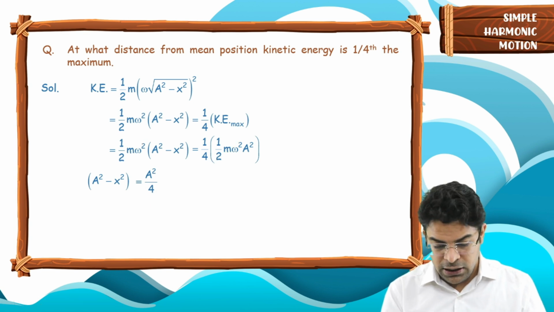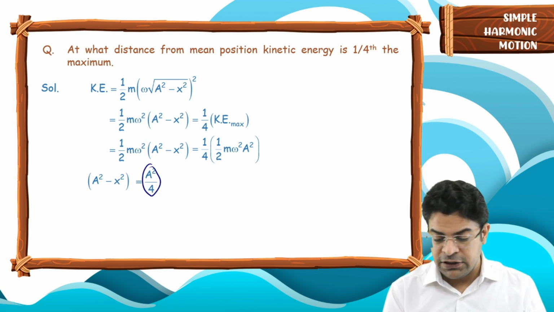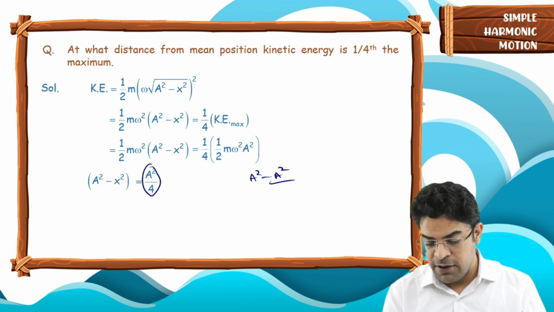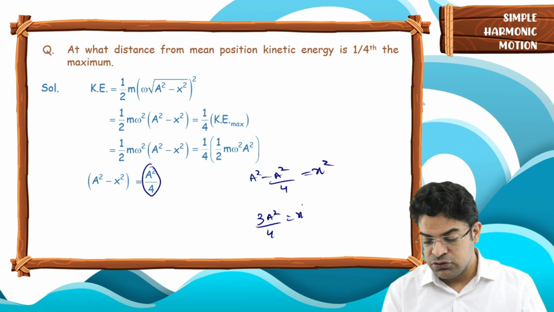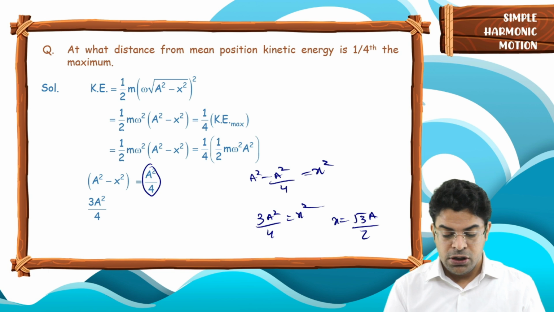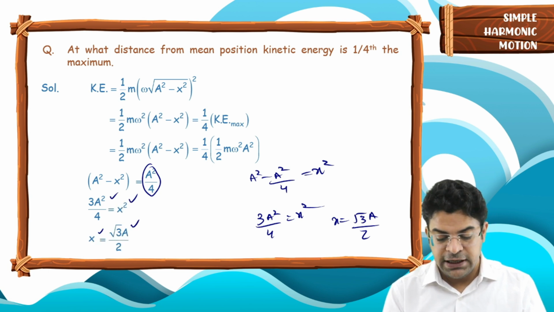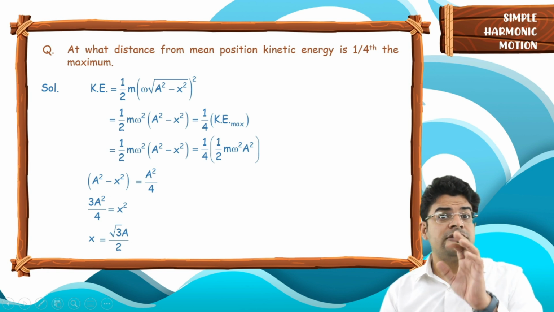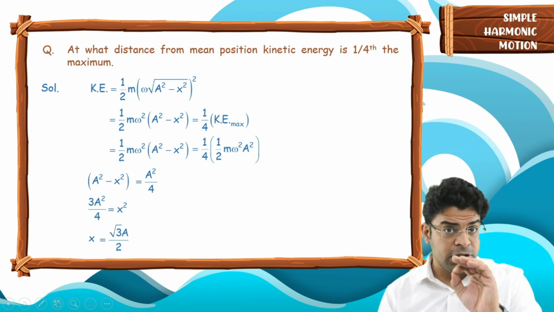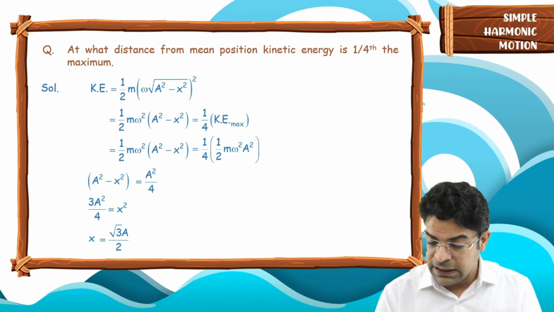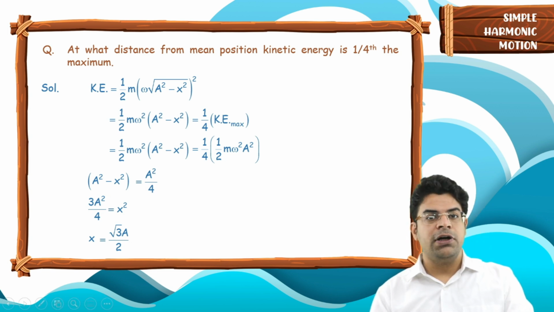Now bringing this a square by 4 to the left hand side, you will write a square minus a square by 4 equals x square, or 3a square by 4 equals x square, or x equals root 3a by 2. So 3a square by 4 equals x square, or x comes out to be root 3a by 2. So at a distance of root 3a by 2 from the mean position, we can say that kinetic energy is 1/4 the maximum.